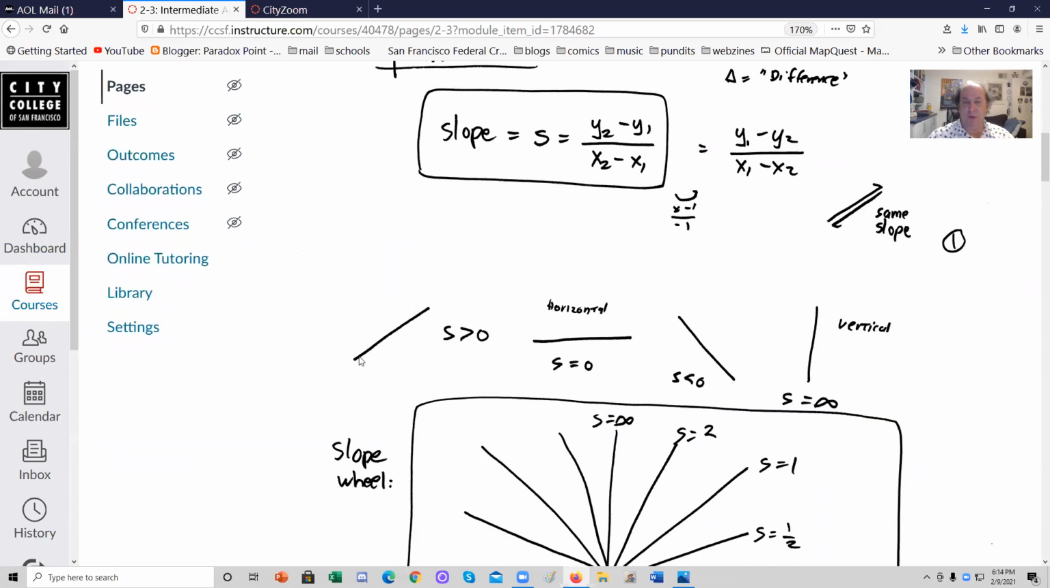If a slope is positive, then it goes from lower left to upper right. If a slope is 0, then it's horizontal, flat, constant. If a slope is negative, it goes from upper left to lower right. And if the slope is infinity, then it's a vertical line.